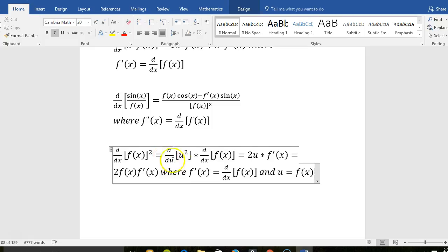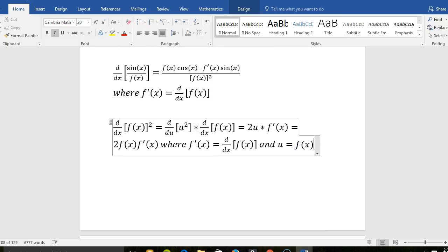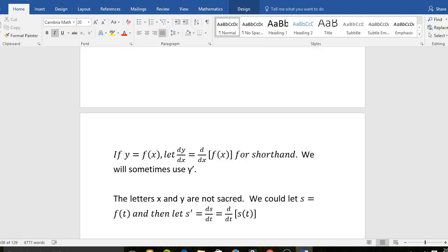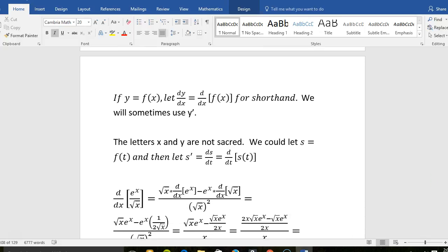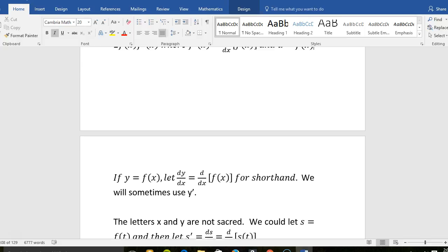Okay, now d by du of u squared is 2u, and we're just going to call this guy right here f prime of x, and then you replace u with f of x, so you do have 2 f of x, f prime of x, where f prime is, of course, this, and u is, of course, this. We defined that from the get-go. Now, guys, be careful about something. I hope I footnoted this. No, I didn't, and I wish I'd done that.